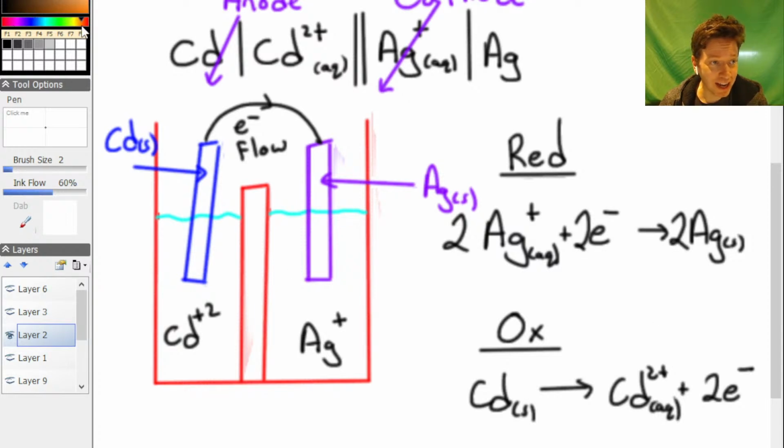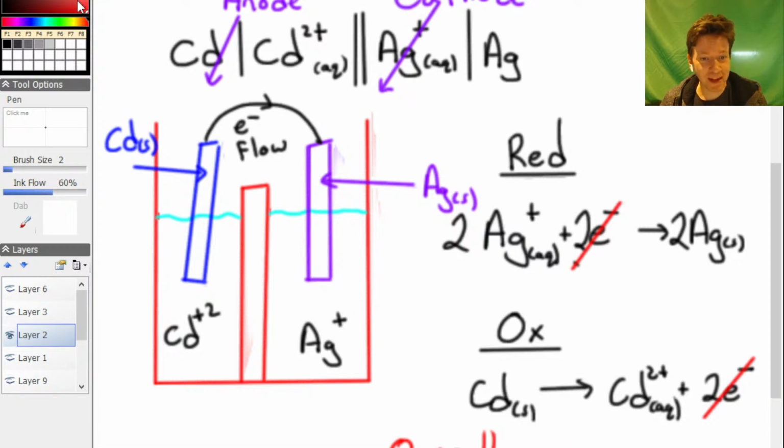So now when I add them together, these 2 will cancel. So our overall reaction, we just add them. So we have 2 Ag+ aqueous plus Cd solid, gives us in our products, 2 Ag solid and our aqueous ion. So there's our overall reaction.